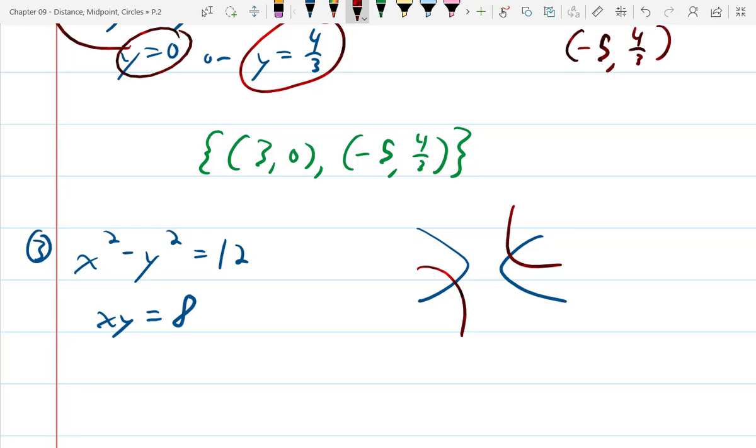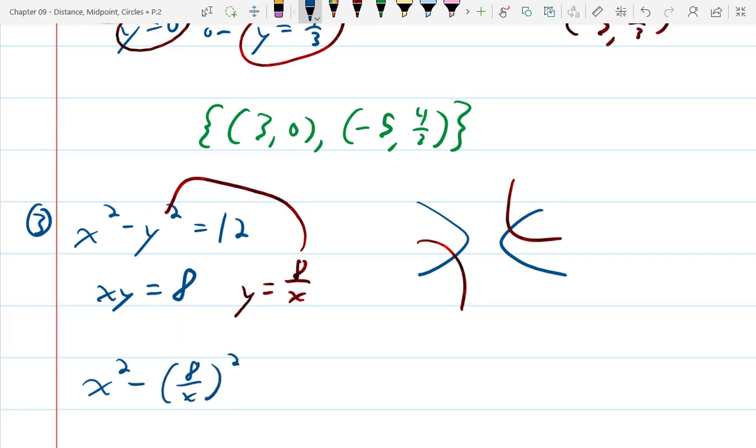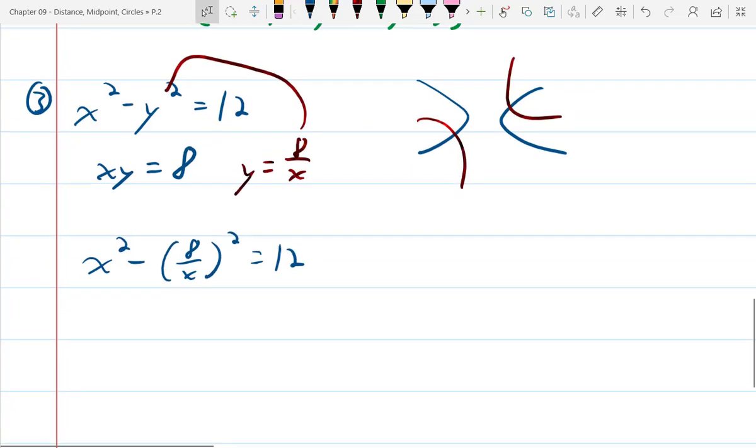Okay, so follow me along on this one. We're going to take this second one and solve it for x or y. It actually doesn't matter. So solve it for x or y. Pick one. Solve for y. Y equals 8 over x. You guys see why it kind of doesn't matter? I'm just going to x equals 8 over y, whatever. Plug it in to one of them, and you're going to get x squared minus 8 over x squared is equal to 12. Or x squared minus 64 over x squared is equal to 12.